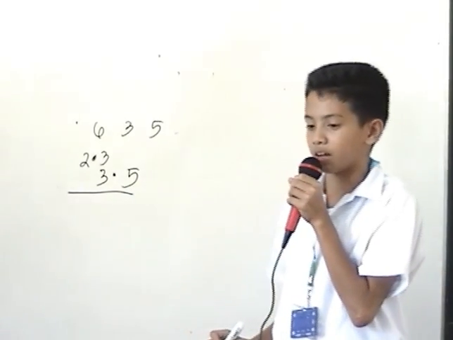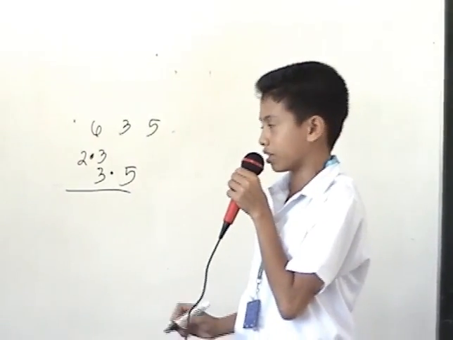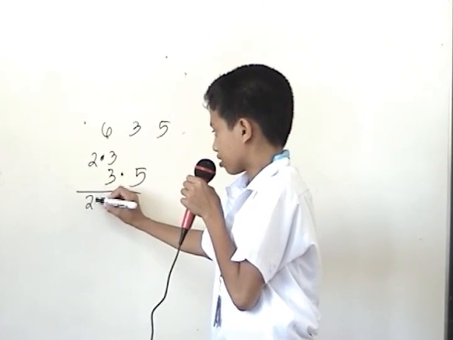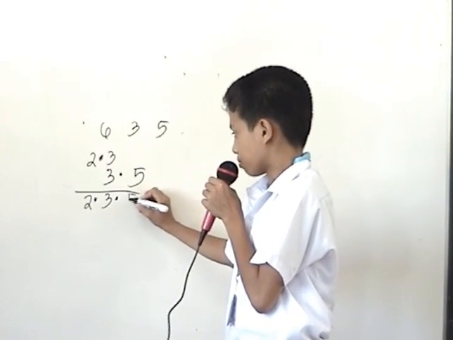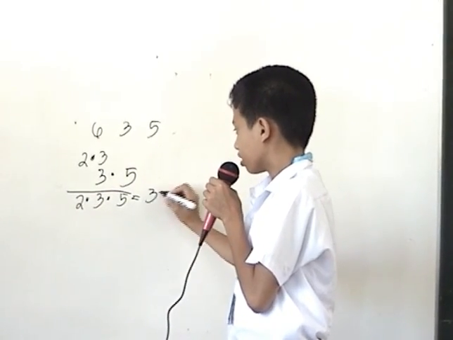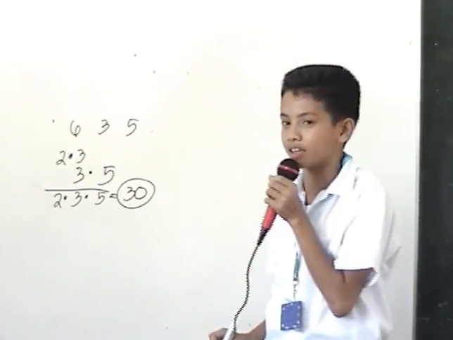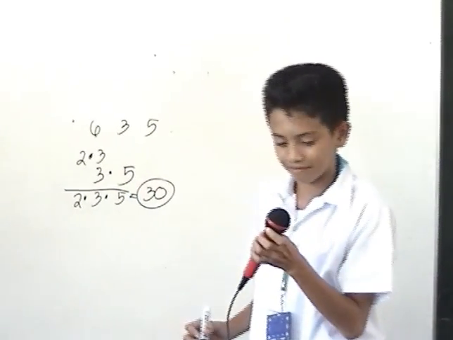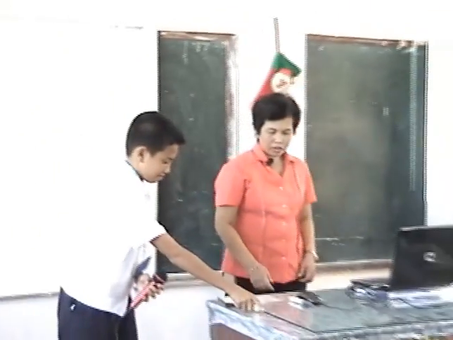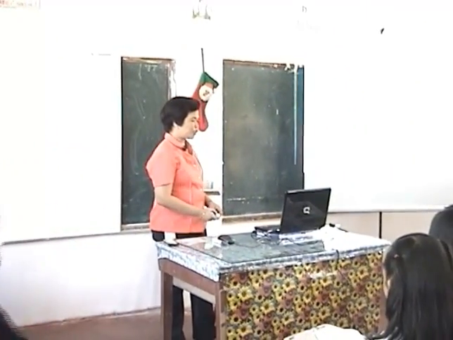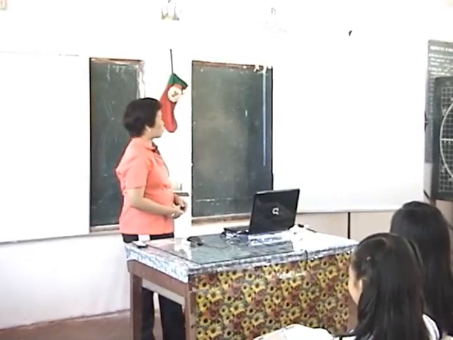We need to bring down the common prime factors of the 3. That is 2 times 3 times 5. Then we get 30. 30 is the LCD of 6, 3, and 5. Okay, very good. So, we can now proceed with this problem.